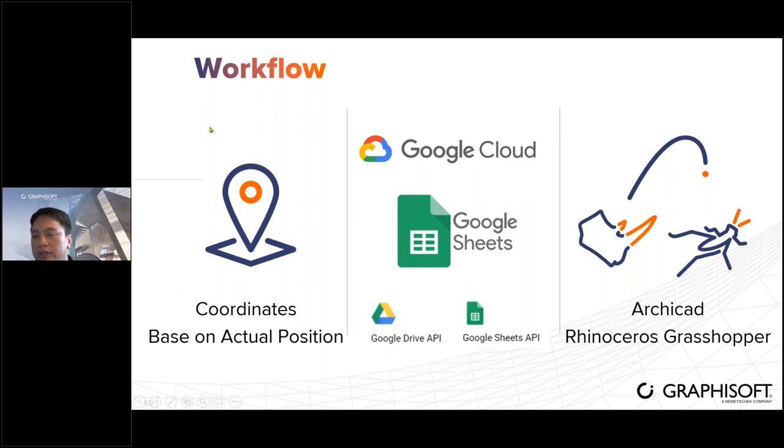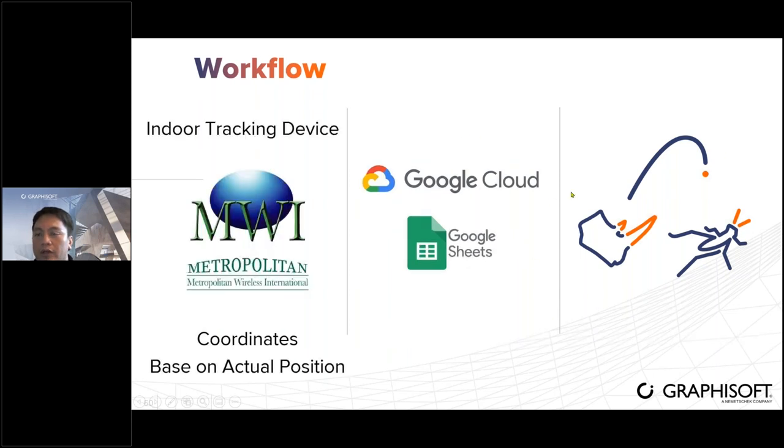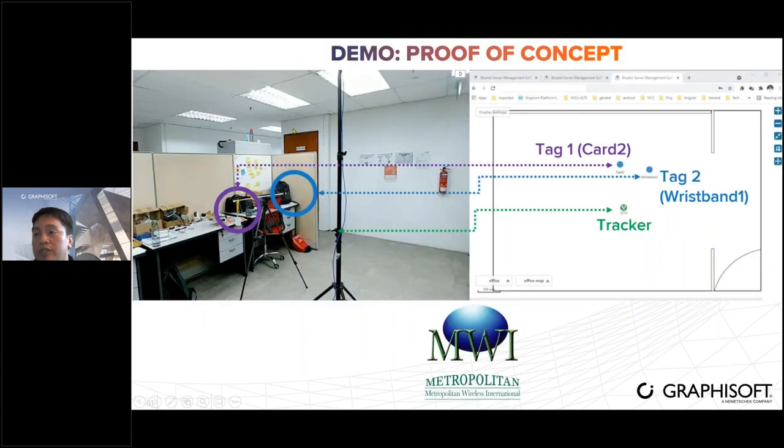So it works the same. I'll be using the same Google Sheets and the same script in Grasshopper. Again, as I mentioned, we will be using the indoor tracking device by Metropolitan Wireless International. So this is how it works. This is just a proof of concept, so let me explain this one.